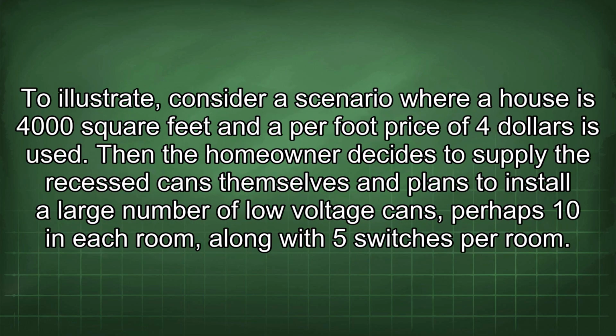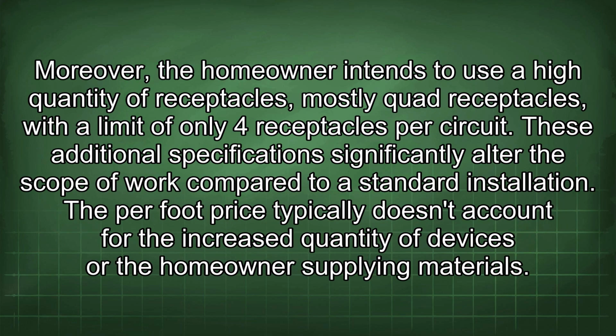To illustrate, consider a scenario where a house is 4,000 square feet and a per foot price of $4 is used. Then the homeowner decides to supply the recessed cans themselves and plans to install a large number of low voltage cans, perhaps 10 in each room, along with 5 switches per room. Moreover, the homeowner intends to use a high quantity of receptacles, mostly quad receptacles, with a limit of only 4 receptacles per circuit. These additional specifications significantly alter the scope of work compared to a standard installation.